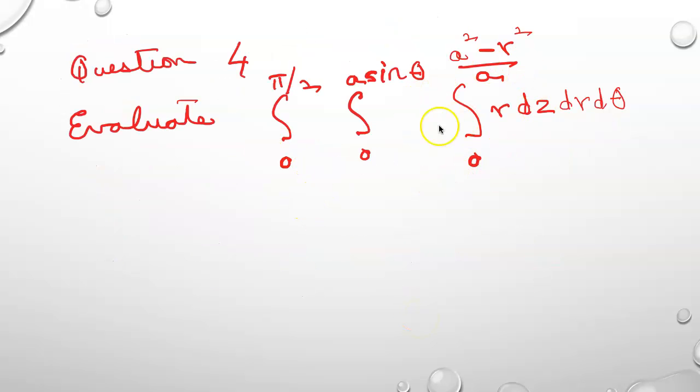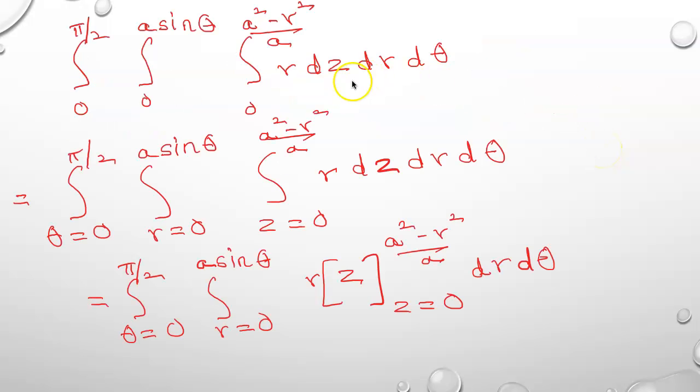Question 4. Now these are polar coordinates r, z, theta. Evaluate integral 0 to pi by 2, integral 0 to a sine theta, integral 0 to a squared minus r squared by a, r dz dr d theta. So we are integrating, this is integral with respect to z equal to 0 to a squared minus r squared by a, r equal to 0 to a sine theta, theta equal to 0 to pi by 2.